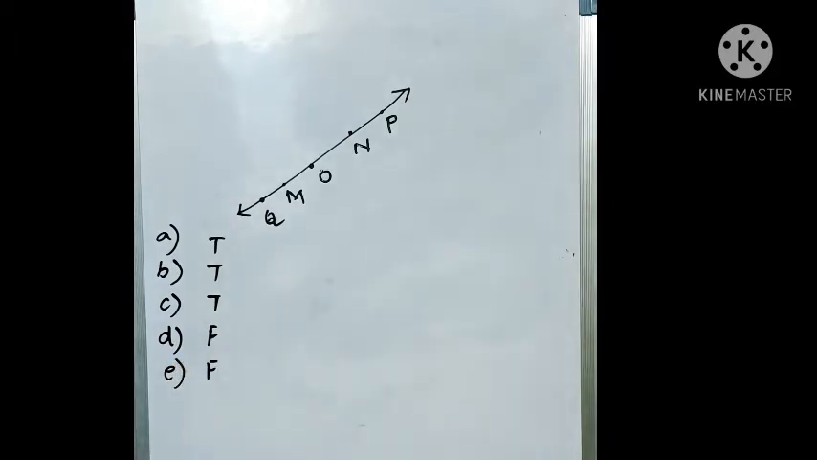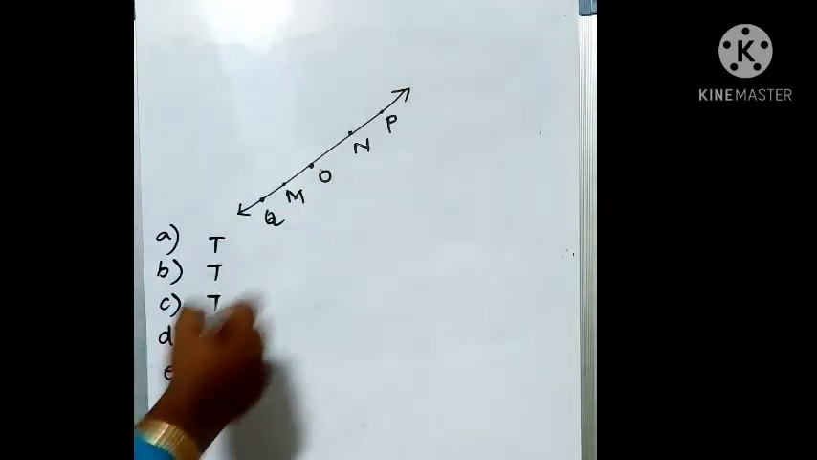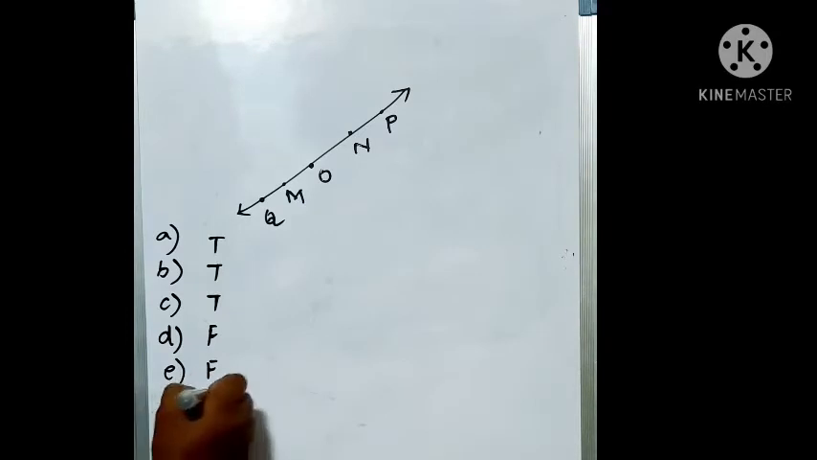Next, F: M is a point on the ray OP. Is it true? It's a ray, isn't it? Yes. So F is what? True.